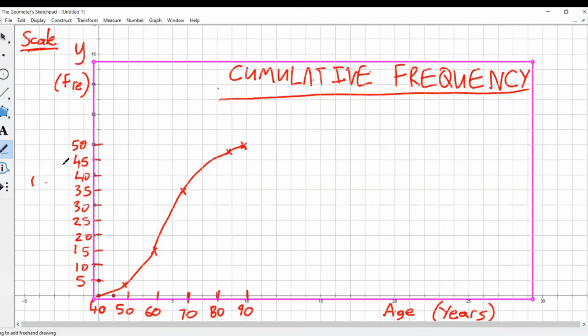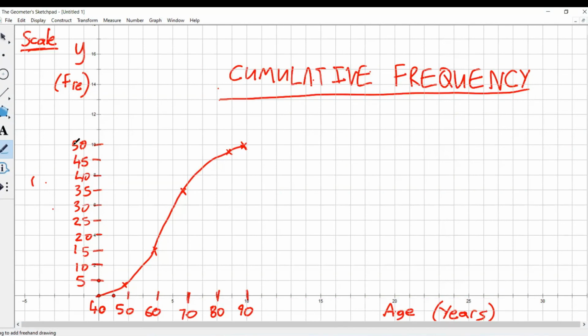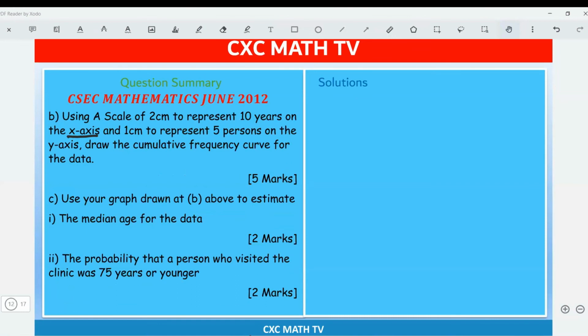So go to your graph and always on the y-axis, divide the number at the top by 2. 50 divided by 2 is 25. You call this the position of the median, and the median we'll call Q2. Once you get to 25, draw broken lines from 25 going across, then come down to see the corresponding X value. That looks like 62. So the median age is 62 years old, and that would give you your 2 marks.